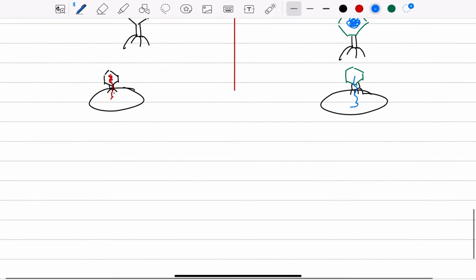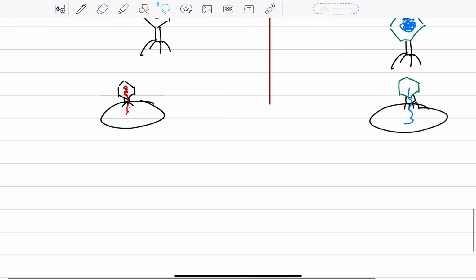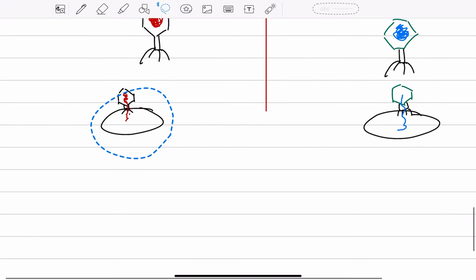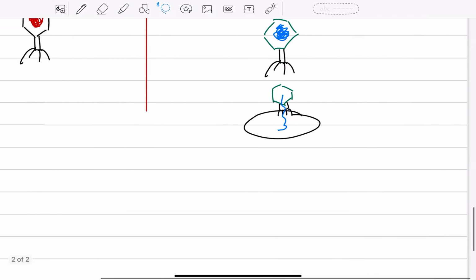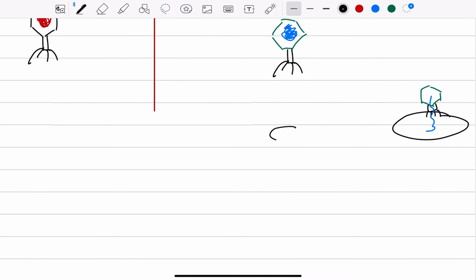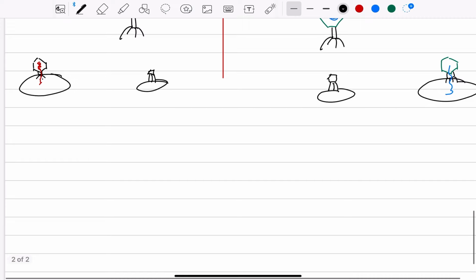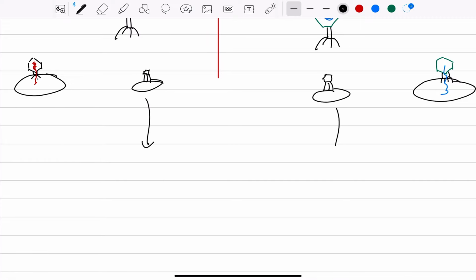Or at least we didn't know this, but now that we do know that the DNA is the genetic material, we can sort of draw it like this, but let's just leave this aside for now. Let's just say that the bacteria are infected, also infected.